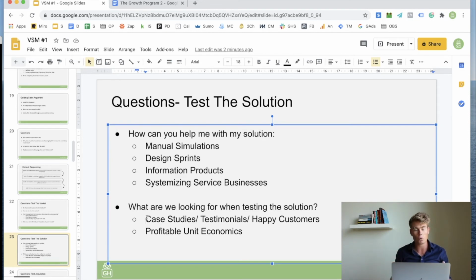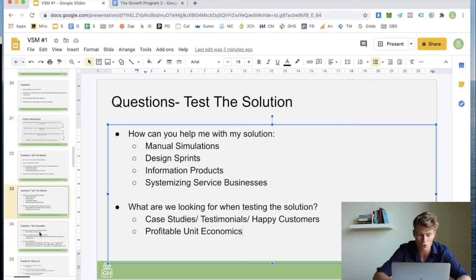And as well as that, we need to have profitable unit economics on these people, because it's no use having case studies and people that are really happy if they've paid us $10 and it's cost us $20 to get them to that point. That is not a business, that is a charity. Okay, so that is the questions relating to the solution, guys.